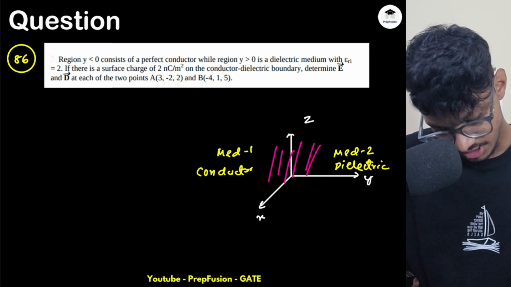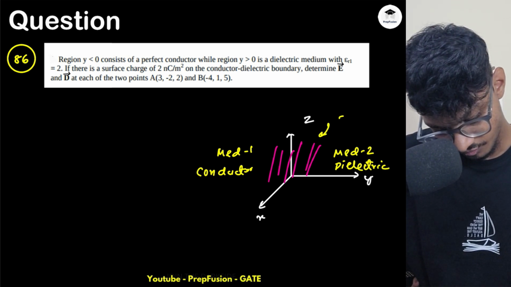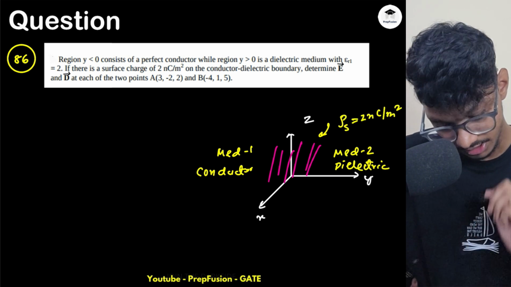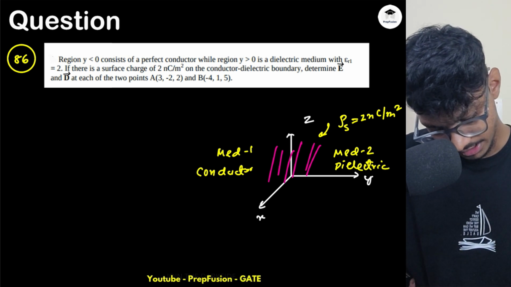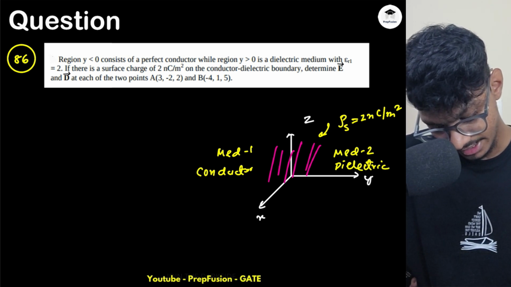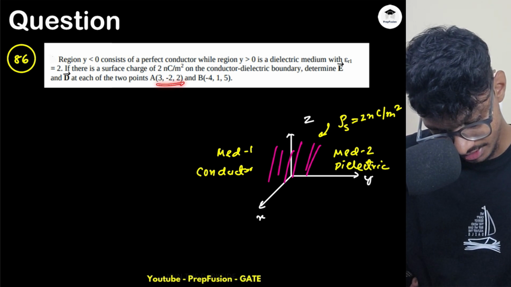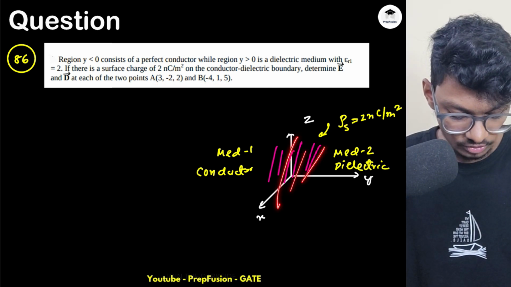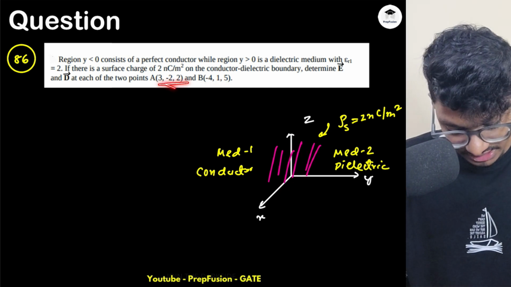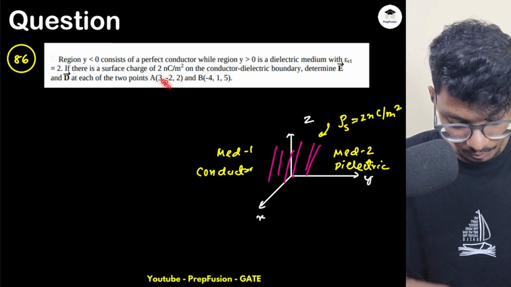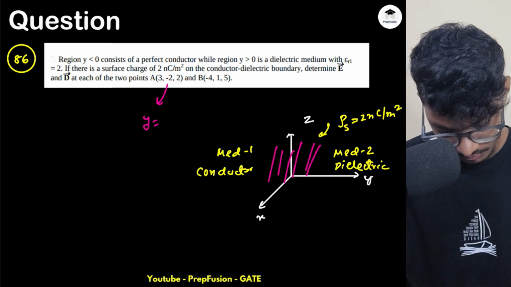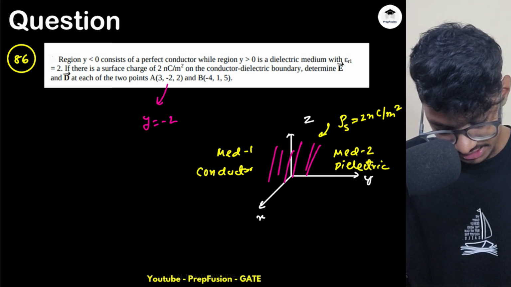If there is a surface charge of 2 nanocoulomb per meter square on the conductor dielectric boundary, then calculate the electric field and D at each of the points (3, -2, -2) and (4, 1, 5). So this is on the surface y equals 0. Where does my point (3, -2, 2) lie? If I observe right here, y equals -2, so this will be this point A.